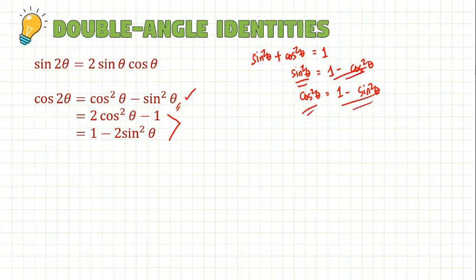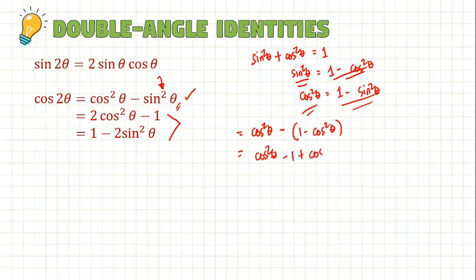So let's try first to replace sine squared theta here. So we will have now cosine squared theta minus, so sine squared theta is just 1 minus cosine squared theta, right? Distributing the negative sign, you will have cosine squared theta minus 1 plus cosine squared theta. Now, we have 2 positive cosine squared theta, so we will have 2 cosine squared theta minus 1, which is our second formula for cosine 2 theta.